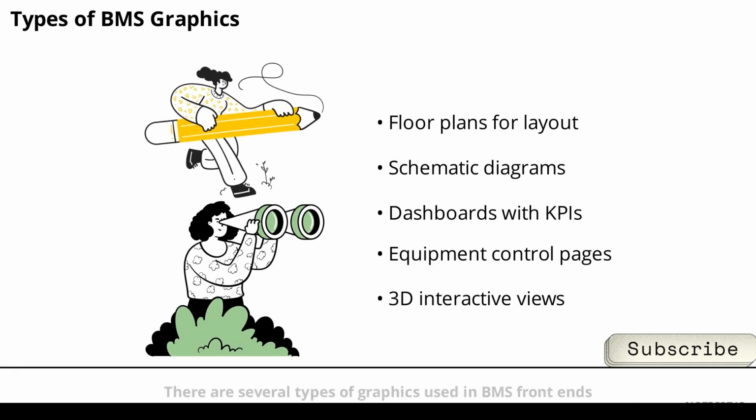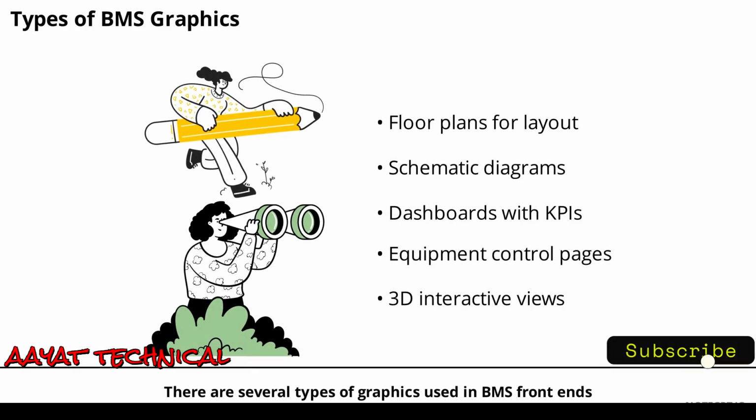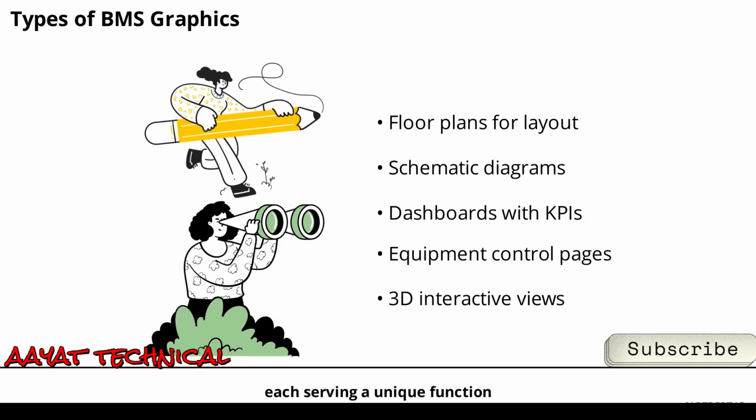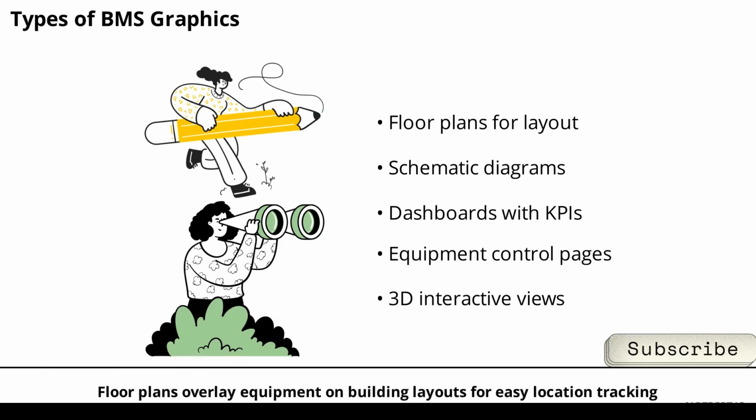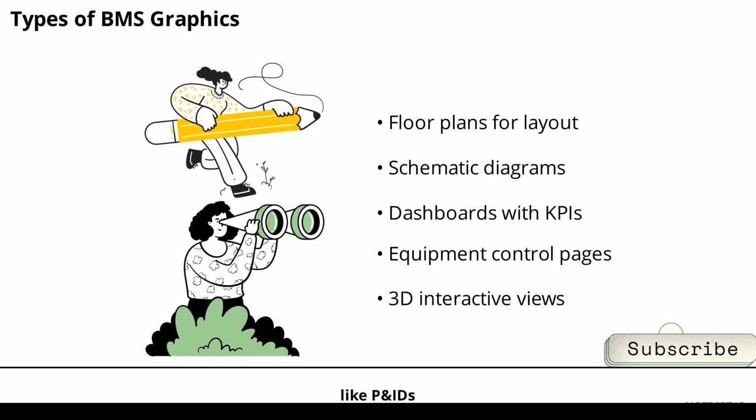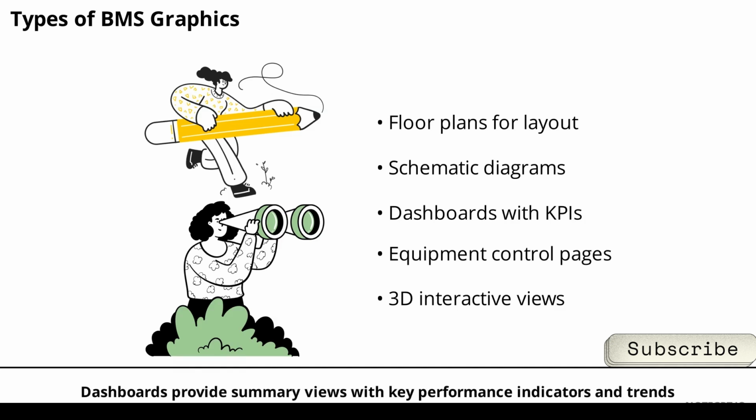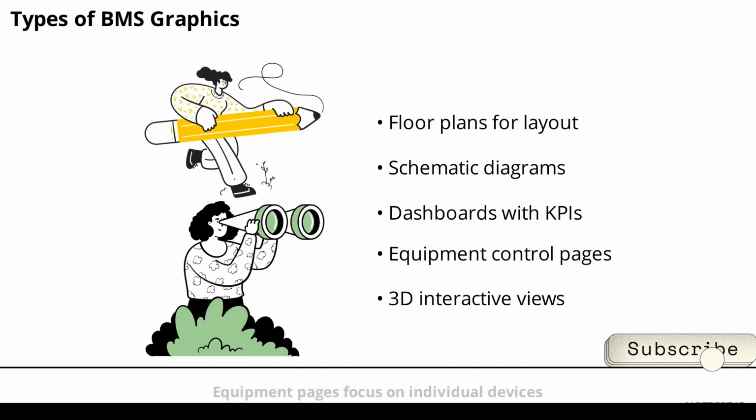There are several types of graphics used in BMS front ends, each serving a unique function. Floor plans overlay equipment on building layouts for easy location tracking. Schematic diagrams, like P&IDs, detail HVAC or chilled water systems. Dashboards provide summary views with key performance indicators and trends.